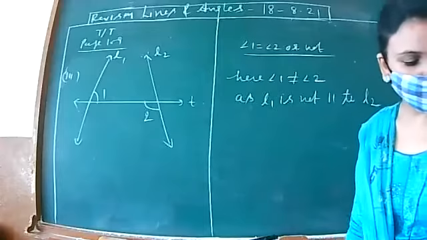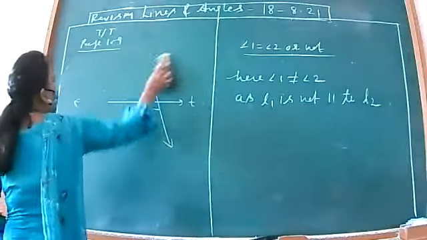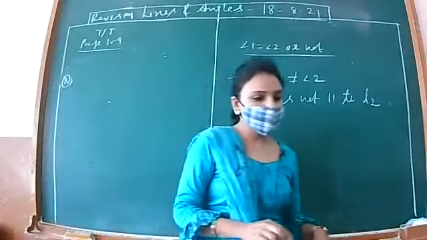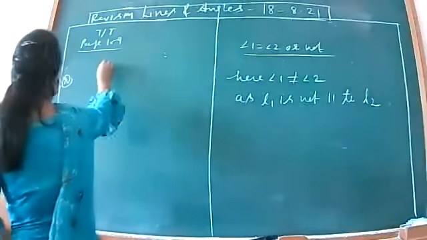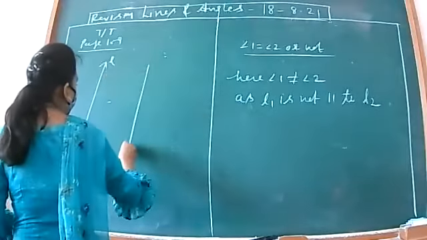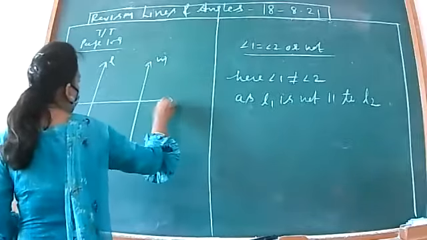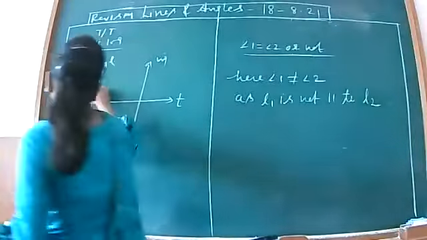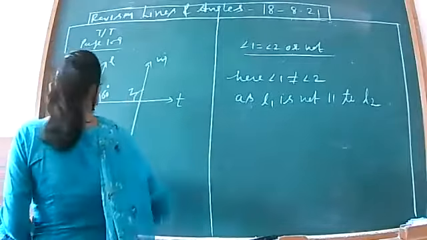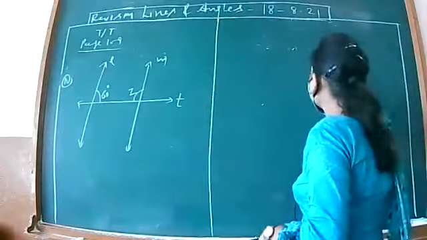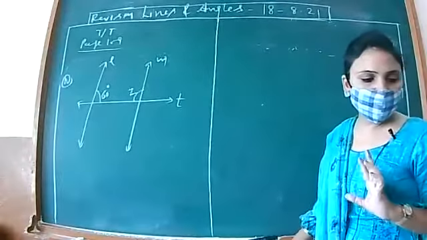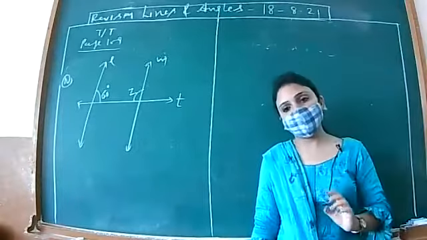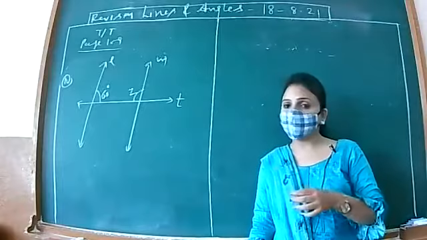Yes, fourth part. Fourth part is, there are two parallel lines, L and M, and T is transversal. This is 60 degree, this is z. Now it is given that L and M, they are parallel. This time we are given parallel lines. And using the concept of parallel lines, we need to find the angle Z.